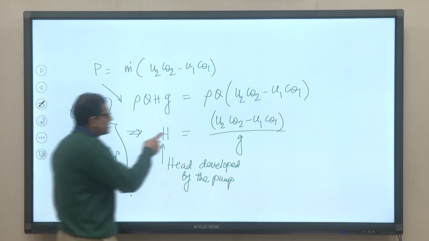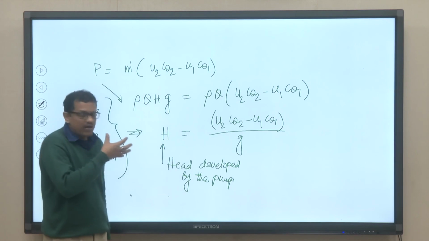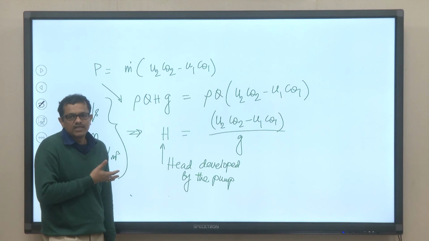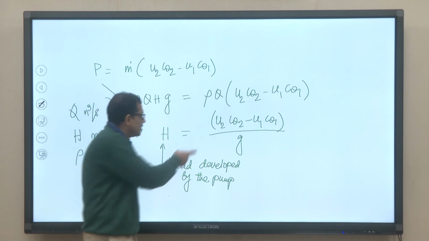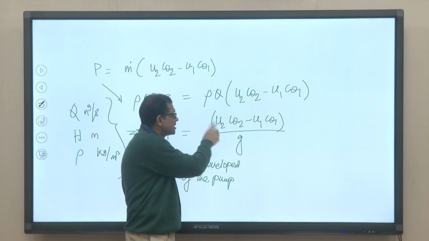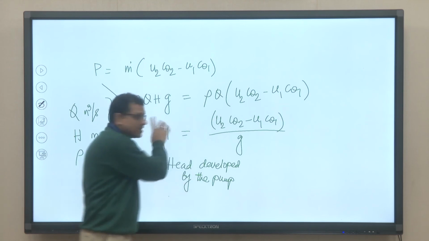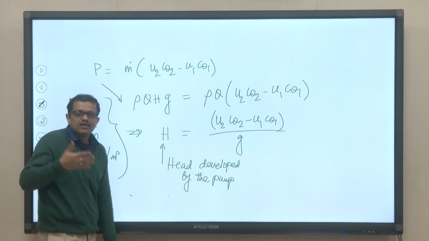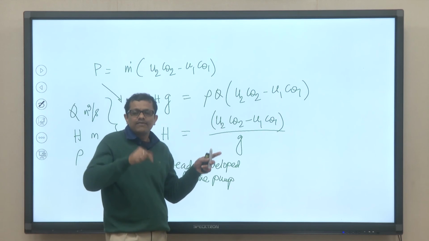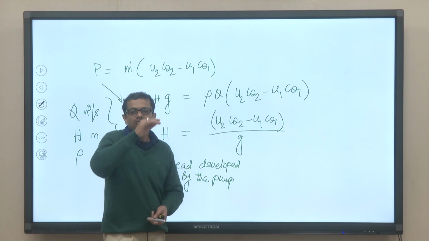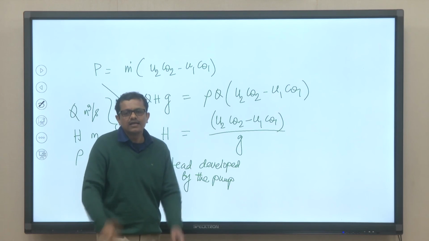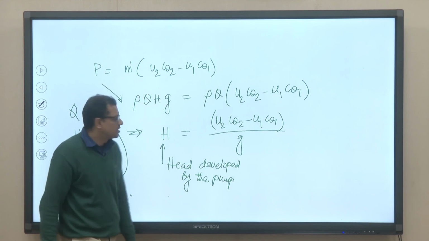If you would like to increase, so our objective should be to have more head from a pump. If you would like to have it, then from this expression at least we can tell if we increase u 2, then this quantity will increase, but we cannot increase u 2 arbitrarily. If you would like to increase u 2 for a given omega, we need to increase R 2, that means the pump impeller diameter will be high, and that is again something we need to think about.